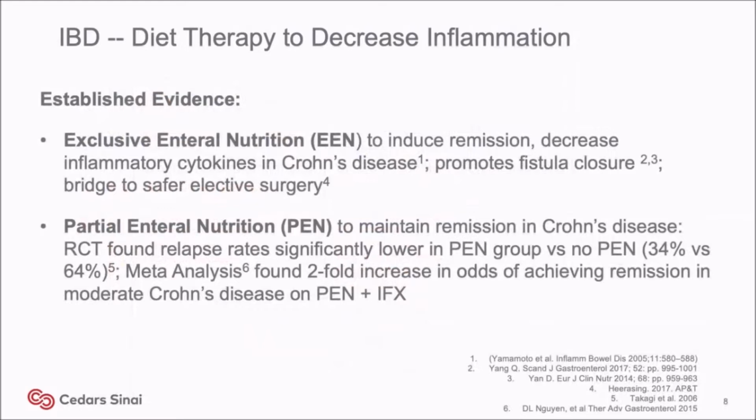Now, for patients who are looking for specific diets to follow, there is established evidence supporting exclusive enteral nutrition, or EEN, for inducing remission in Crohn's disease. It's been shown to help decrease inflammatory cytokines, promote fistula closure, and even serve as a bridge to safer elective surgery. Now, this is a very restrictive diet. It involves excluding all food components and relying on a formula to nourish the individual for a period of 6 to 12 weeks, which can be very challenging for people to do.